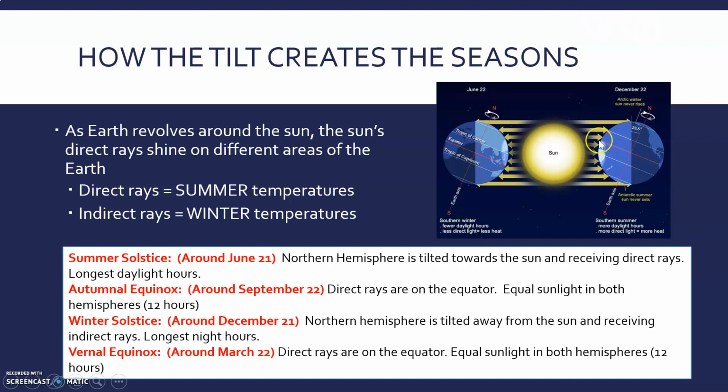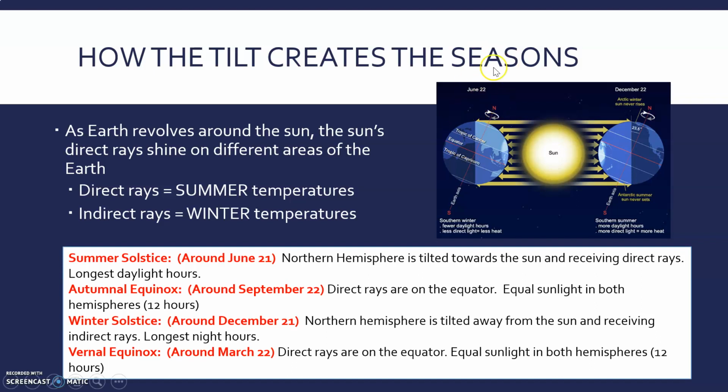Remember what I said about the equator? The equator, this red line going across right here and right here, always gets some form of direct rays. That's why it's always warm in the tropical regions. Anywhere between the Tropic of Capricorn and the Tropic of Cancer pretty much stays warm year round. It may get hotter, but it's still warm all the time.